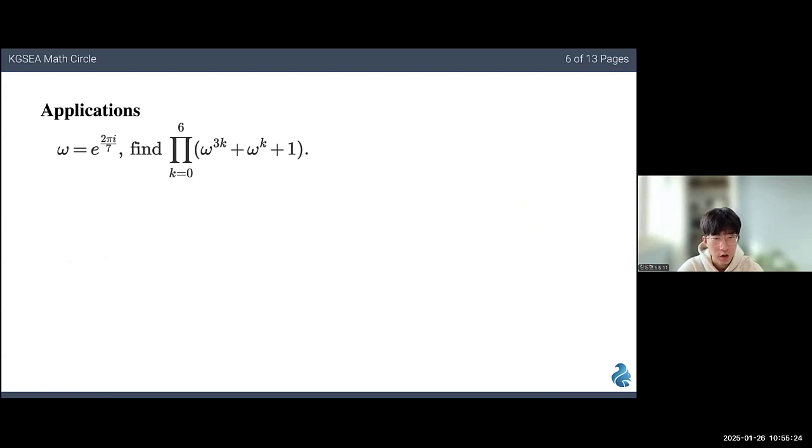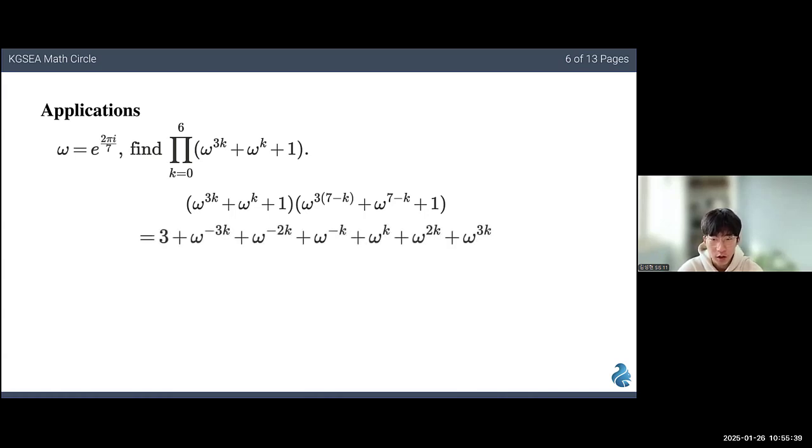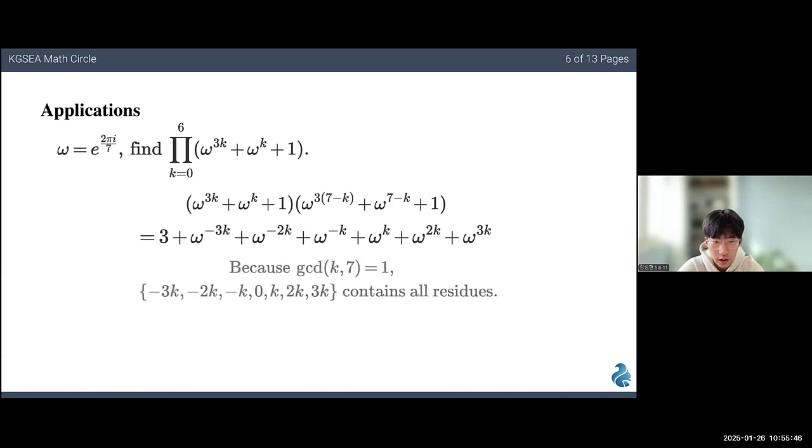So this motivates us to try pairing off each term, and basically we multiply the kth term with the 7 minus kth term as shown above. And when you simplify this by distributing algebraically, you will get that this is equal to this sum right here. The key here is that if you take this set -3k, -2k, -k, 0, k, 2k, 3k, it contains all residues when taken mod 7 because k is co-prime to 7.